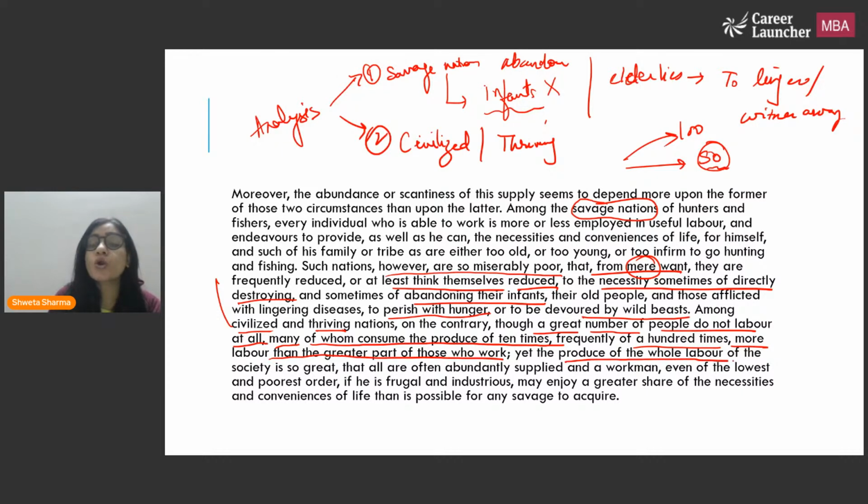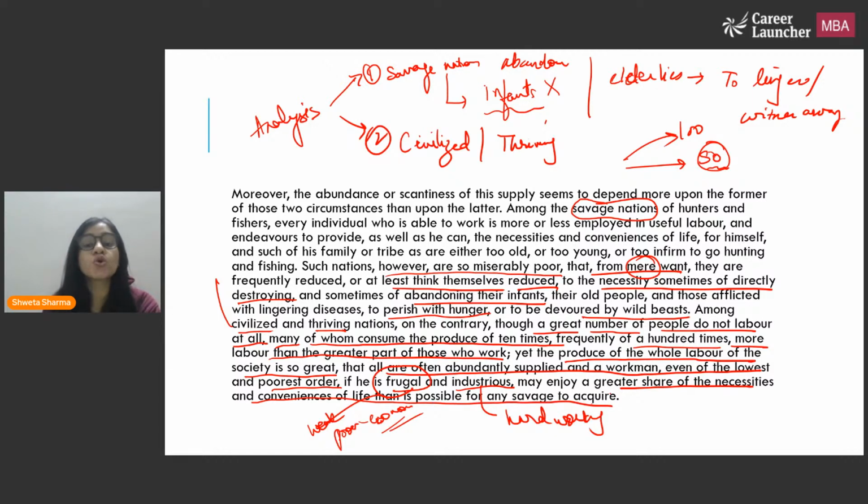Yet, the produce of the whole labor of the society is so great that all are often abundantly supplied, and the workman, even of the lowest and poorest order, if he is frugal and industrious, if he is weak in terms of money, if he is poor and hardworking. Industrious means hardworking. Poor means economically poor. That means he's weak economically, and he's hardworking, may enjoy a greater share of the necessities and conveniences of life than is possible for any savage to acquire.